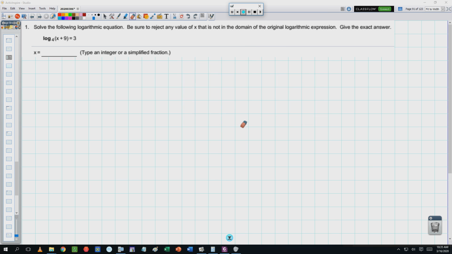Solve the following logarithmic equation. Be sure to reject any nasty stuff. Give the exact answer, all right?